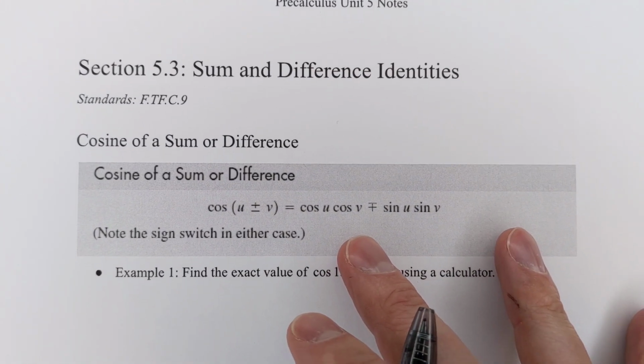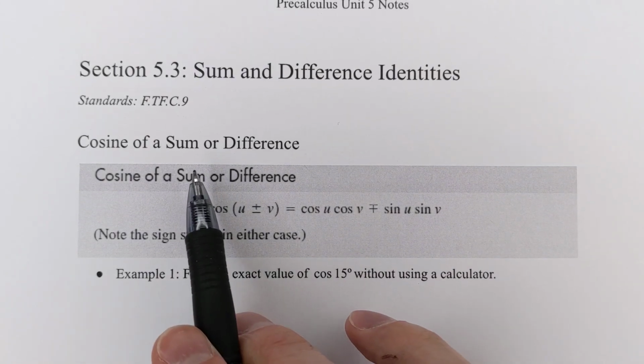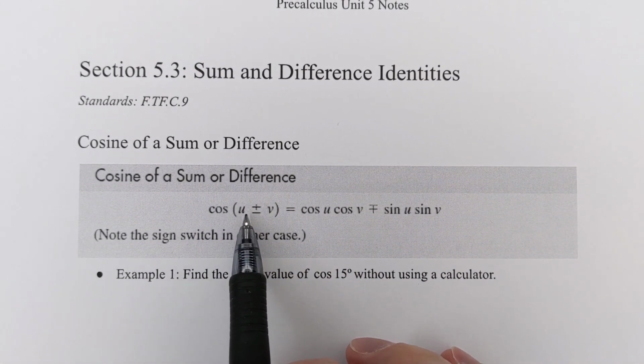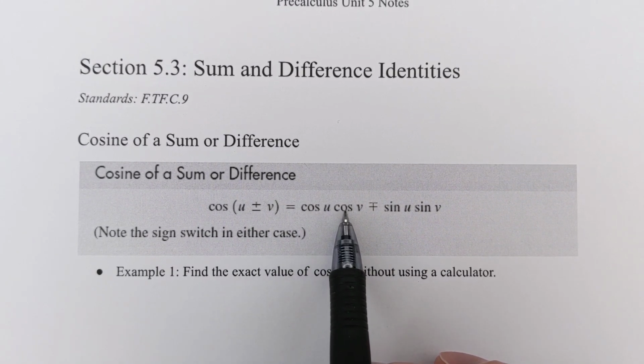All right, so we've got the notes for section 5.3, the sum and difference identities. So we'll start with the cosine of a sum or difference. The cosine of a sum or difference of two angles can be found by taking the cosine of the first times the cosine of the second.